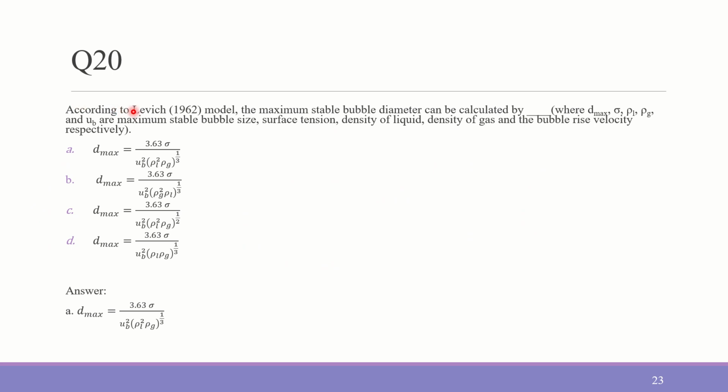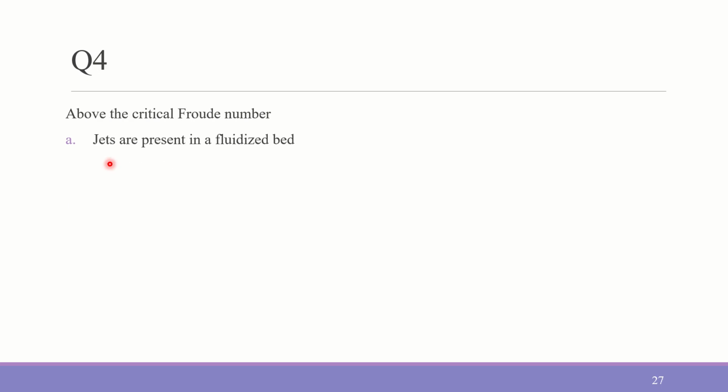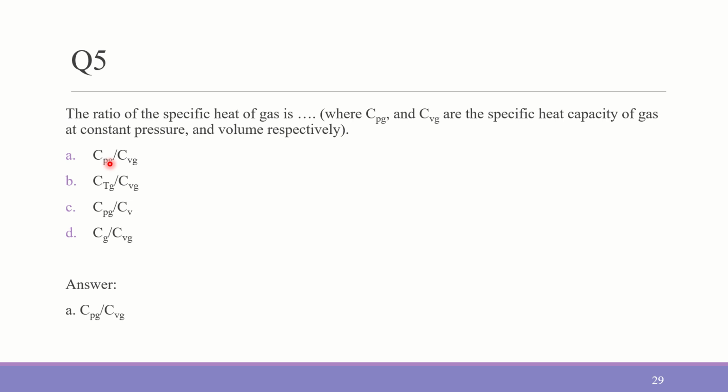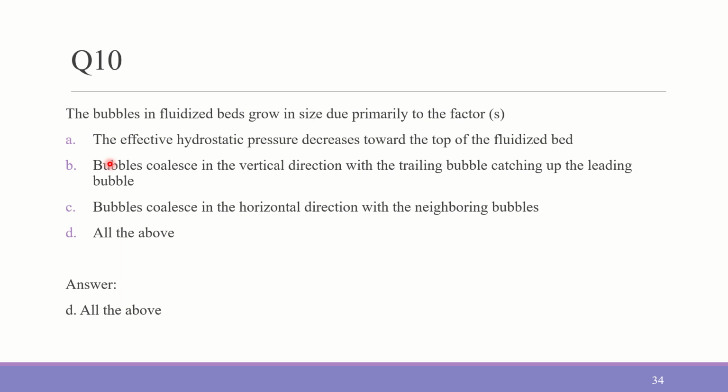According to Levich, we have rho L square, rho G, 3.63 sigma by UB square into rho L square into rho G power of 1 by 3. What is this formula for? It is for calculating the maximum stable bubble size. So these are the problems we have dealt with in today's class regarding week 7. And for week 6, we also saw problems on pressure drop, distributor and bubble formation. I guess these problems are a bit repetitive, so you might be very clear on them. So I'll leave you to that.